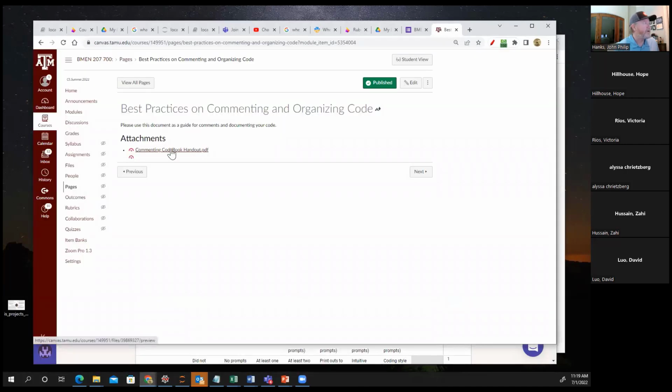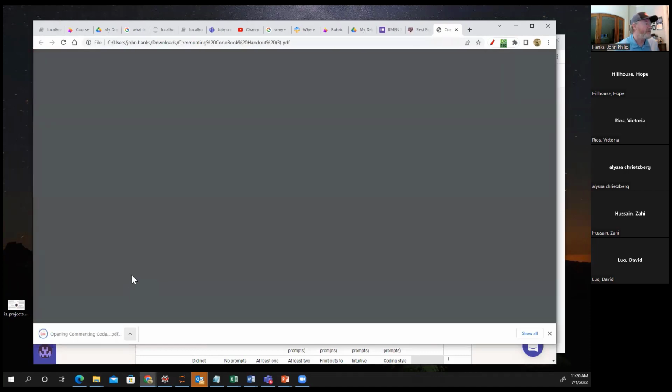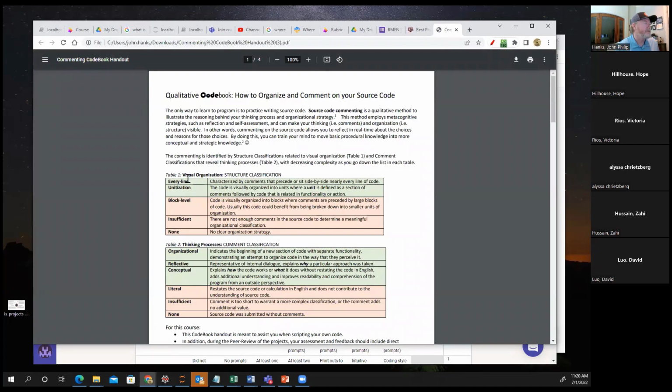I could go back and look at this document here, which is the coding handbook. This is very self-explanatory. The greens are what you should do. The reds are insufficient and not properly using good commenting style for your source code, okay?